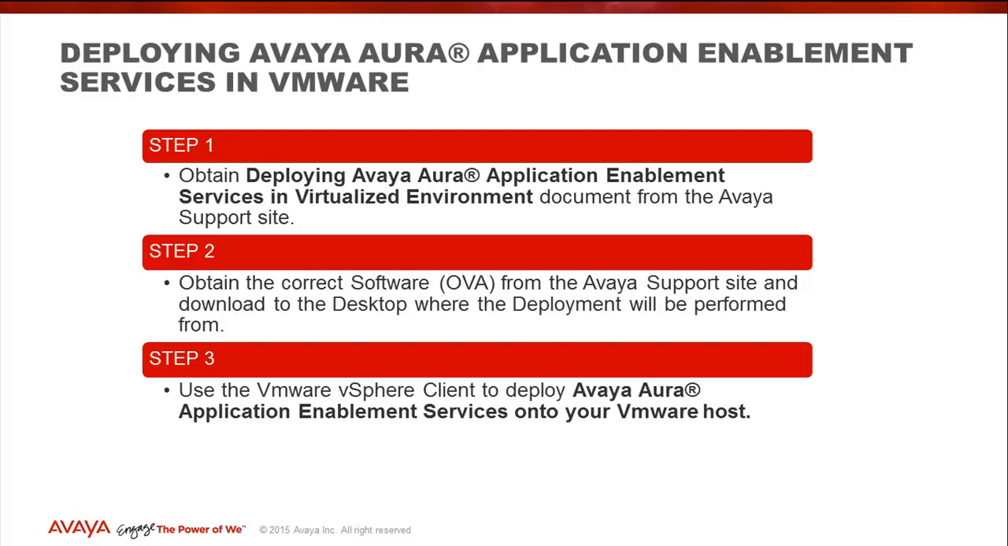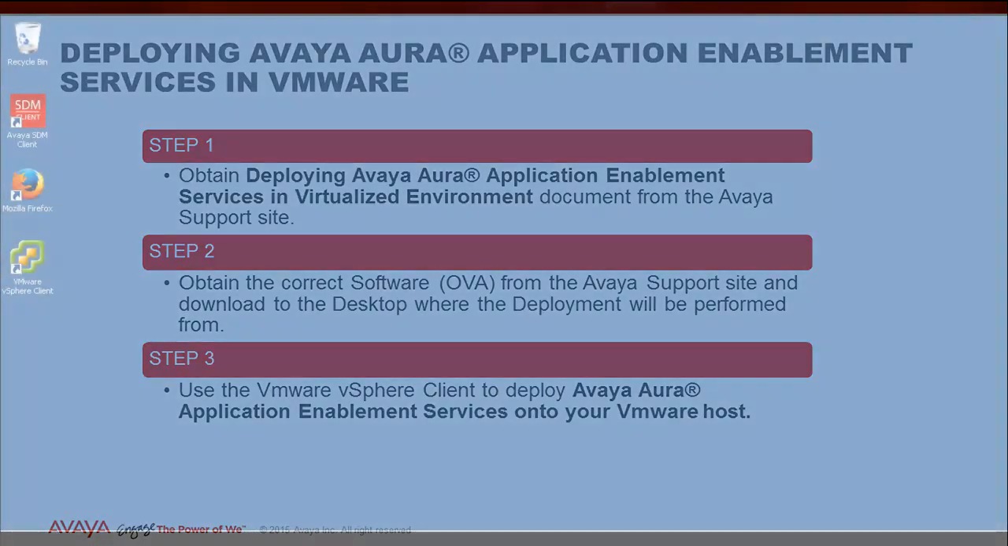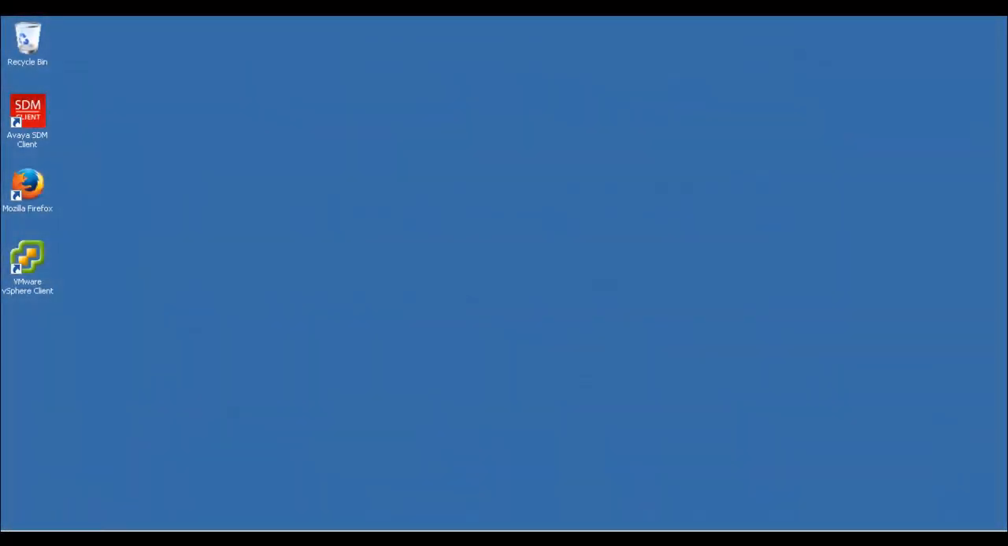Step 2 is to obtain the correct software, or OVA, from the Avaya support site and download it to the desktop where the deployment will be performed from. Step 3 is to use the VMware vSphere client to deploy the AES onto your VMware host. For this deployment demonstration, I have already downloaded the AES 7 OVA to this desktop.